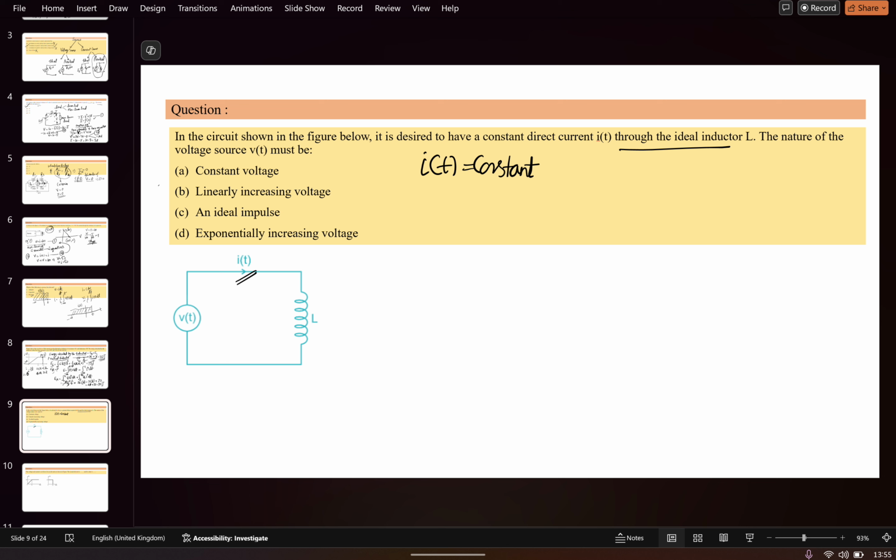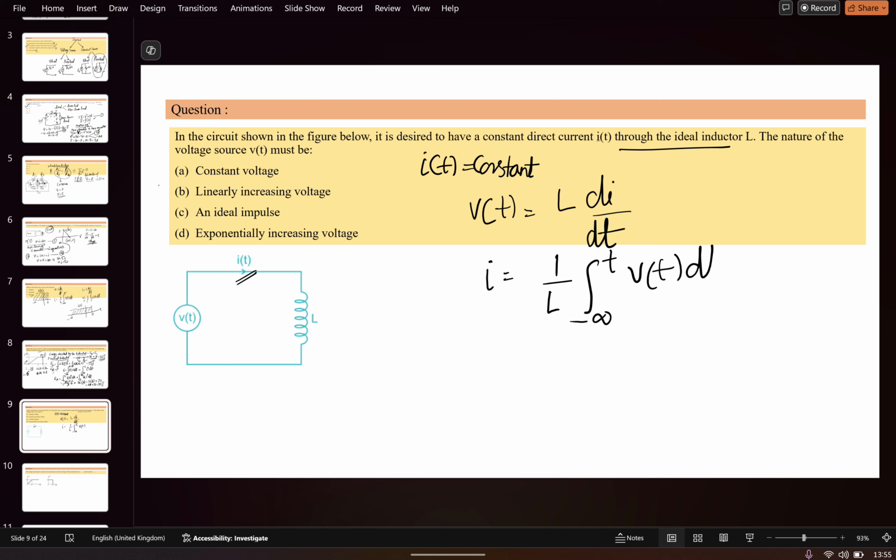Let's take a few values. Suppose the voltage across the inductor comes out to be V equals L di by dt. So I will come out to be 1 by L times the integral from minus infinity to t of V(t) dt. In this question, voltage is L di by dt and I is this. What it is asking is whether I(t) is constant or not. Let me take the values.